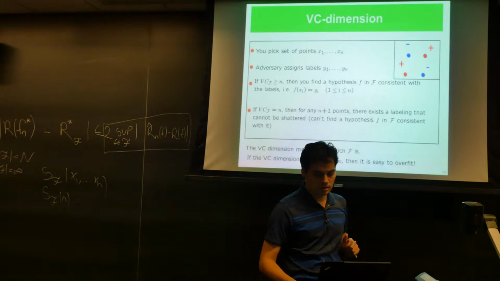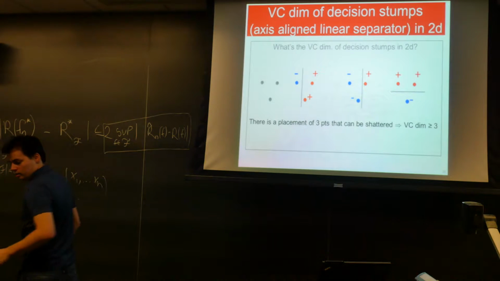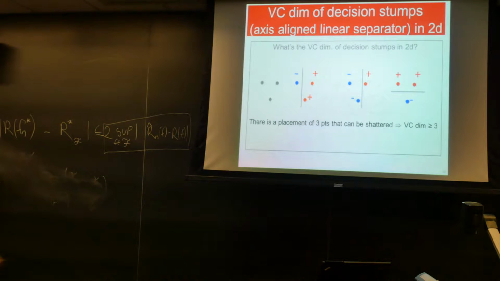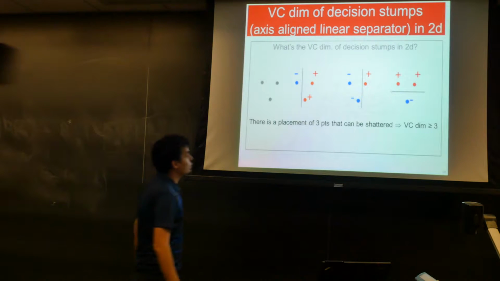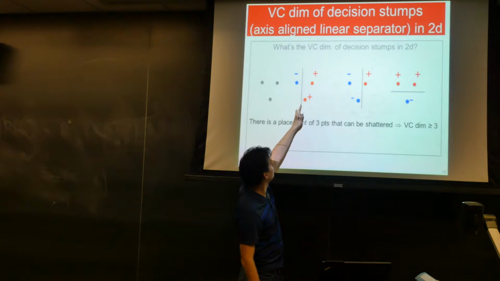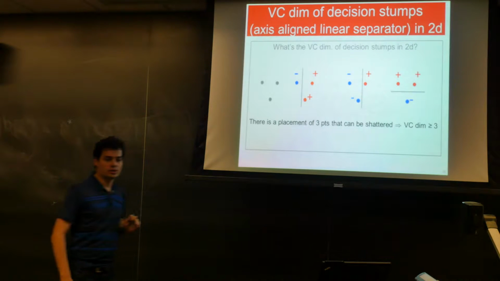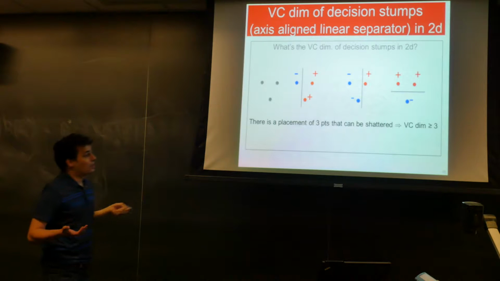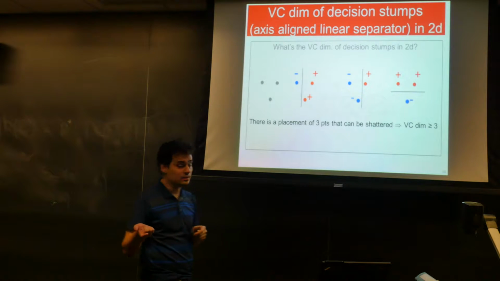All right, I think this is where we stopped last time. So let's see some examples. Let the domain be two-dimensional. Instead of linear classifiers, let's use decision stumps, which means that your decision lines could be either vertical or horizontal only. So that's your function class: either vertical or horizontal straight lines. And the question is, what's the VC dimension of this function class when the dimension of your domain is 2? Let's think about this.